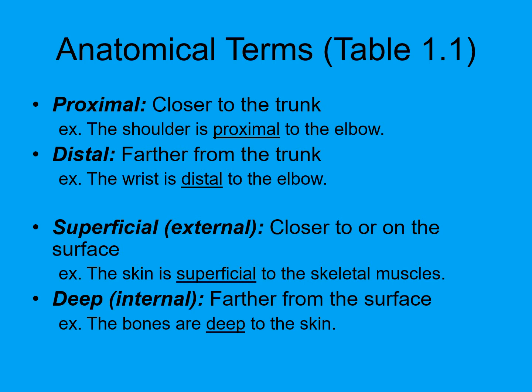Proximal and distal are used only with the limbs, only with the arms, only with the legs. And you're talking about relationships relative to the point of attachment to the main part of the body, to the trunk of the body. So proximal is going to be closer to the shoulder or closer to the hip. Distal will be further away from either the shoulder or the hip.